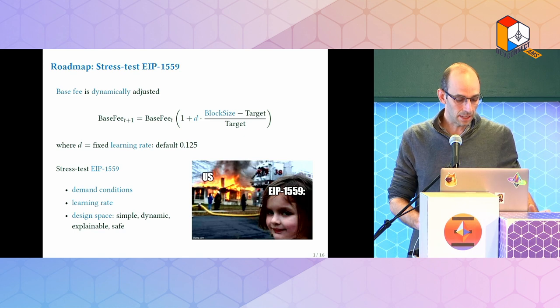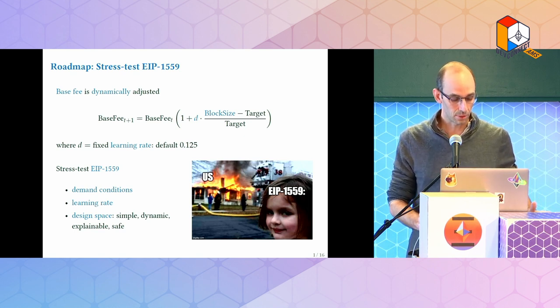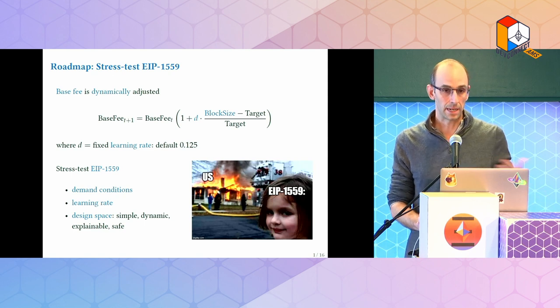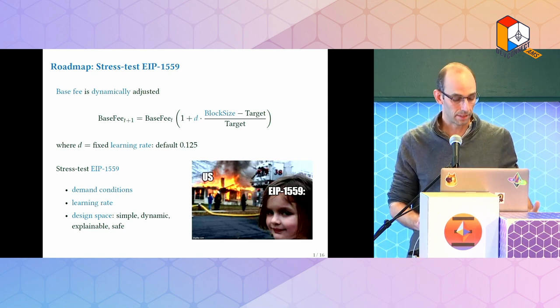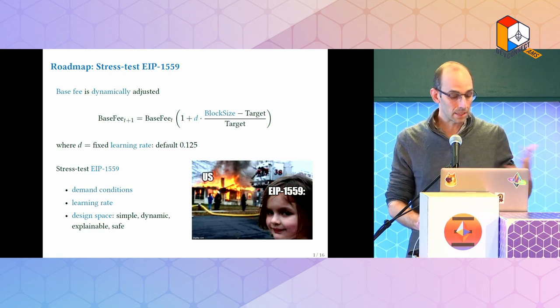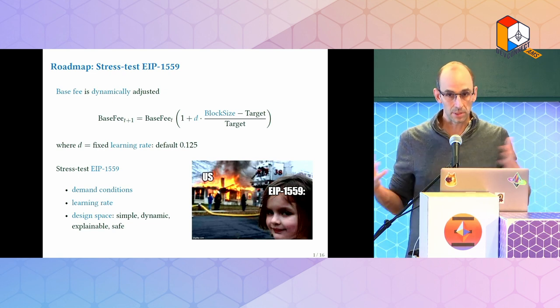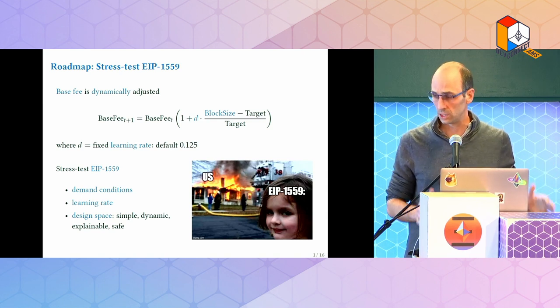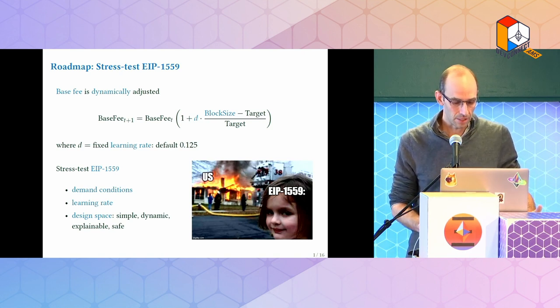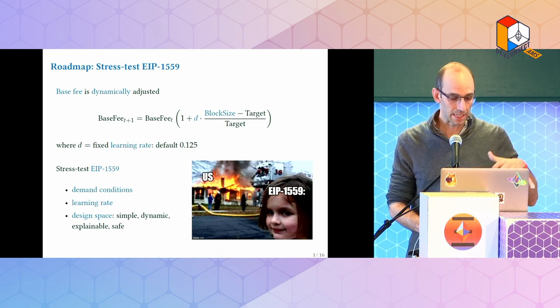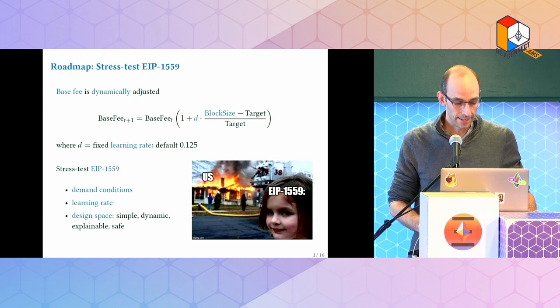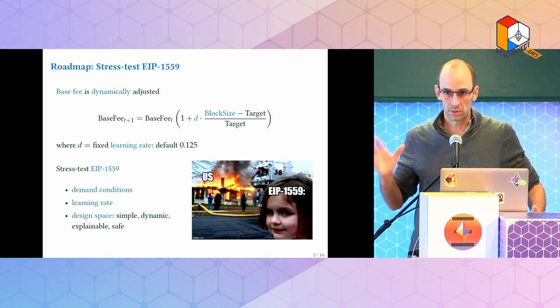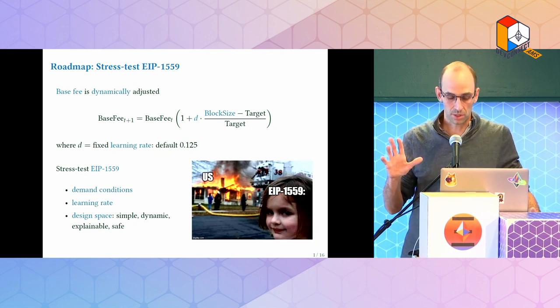And here, if we want to go that way, we have some constraints. For example, we want mechanisms that are simple, for many reasons that I'm going to explain along the way. Of course, dynamic, because we have a very dynamic environment with blocks coming every few seconds. We also want the mechanism to be explainable and safe, to understand what it's doing so that users also understand what it's doing. If we want to study different rules, as we are going to do along the way, we want to keep these constraints in mind.